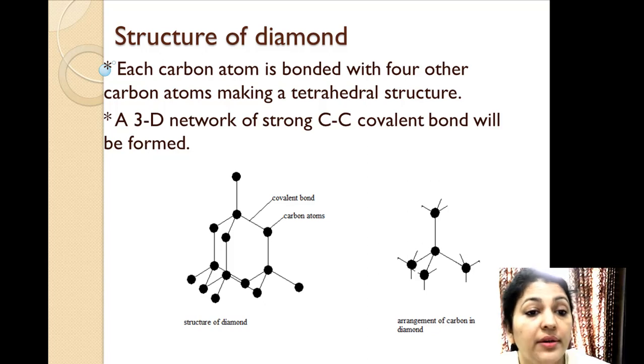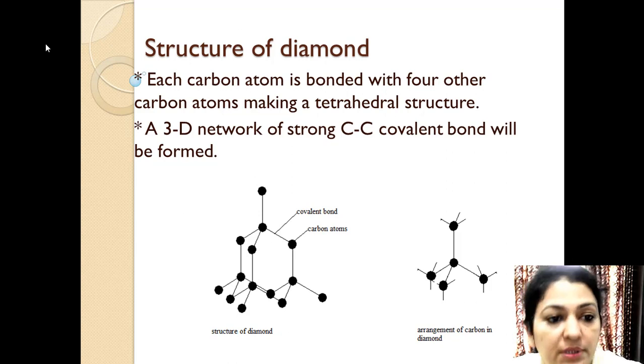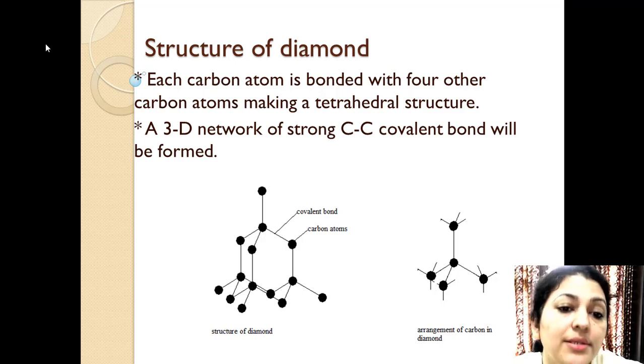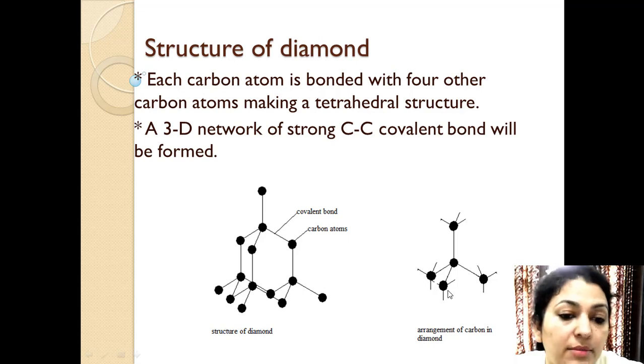So a lot of tetrahedral structures are made, isn't it? A lot of carbons are bonding in this way. As a result, a 3D network of many carbon-carbon bonds will be formed. Remember, these carbon-carbon bonds are all single strong covalent bonds. Each carbon is bonded with 4 other carbon atoms. You can see again this carbon is having 4 valencies and they are connected with 4 other carbon atoms. So a 3D network of strong covalent bonds will be formed.